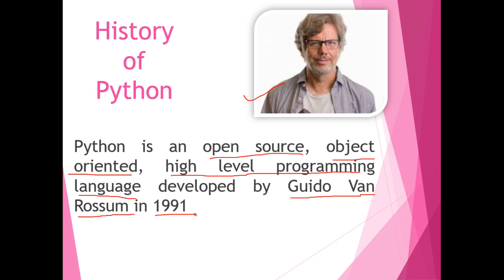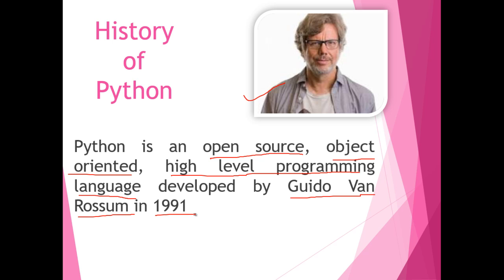So first of all, let me clarify what is an open source. Open source means the software whose source code is available to all the users. Okay, suppose if you take the example of MS Office, it is not open source. You can purchase the software, but you can't get the source code of that software.